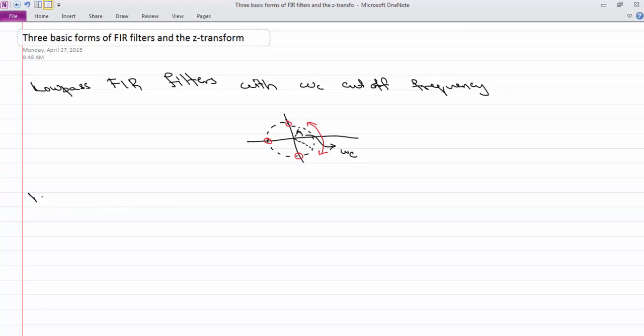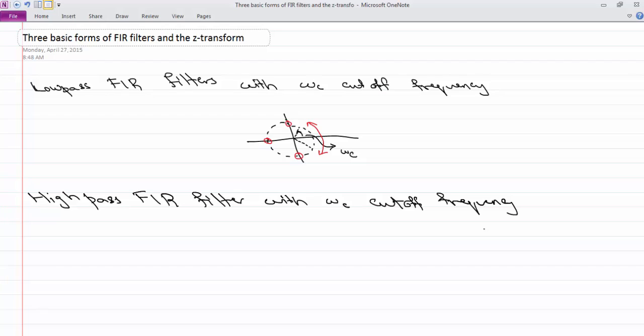Now we can talk about the high pass FIR filter, with again omega C cutoff frequency. And using the same intuition, we can say, so a high pass FIR filter, if it has cutoff frequency omega C, of course that means that you want to avoid any attenuation near pi of that cutoff frequency. So let's say this is your omega C, and this is your minus omega C. Now, for a high pass filter, you don't want any attenuation in this region, in this arc. Right? So, this is the arc where you don't want any attenuation. And all the zeros should be away from this arc.